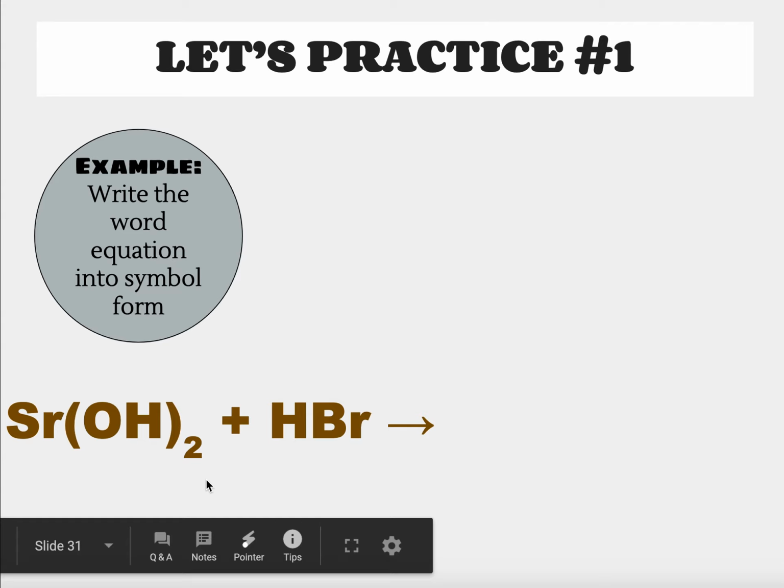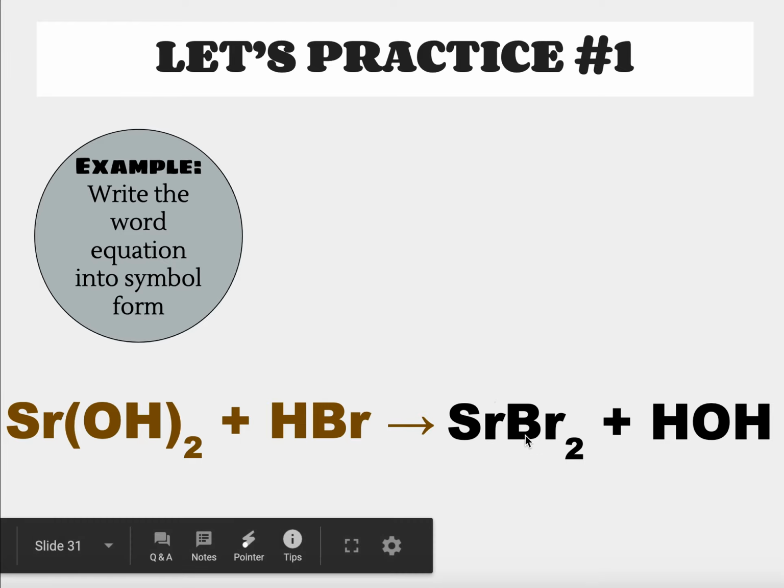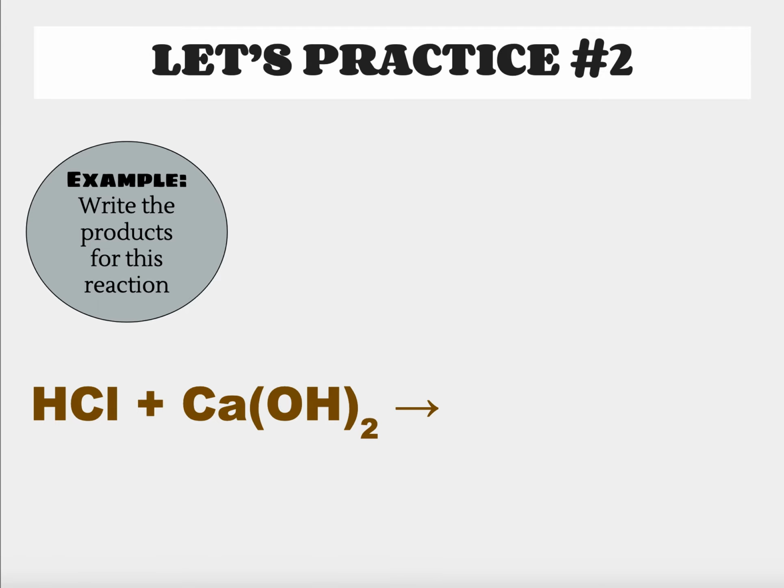So I know that water is already going to be a product, H2O or HOH, so really it comes down to the Sr and the Br. And if you look up the oxidation numbers, Sr is +2, Br is -1. So when I crisscross, this is what I end up with as a formula. And this would be my answer on the test. Go ahead and pause the video and try to do this example.